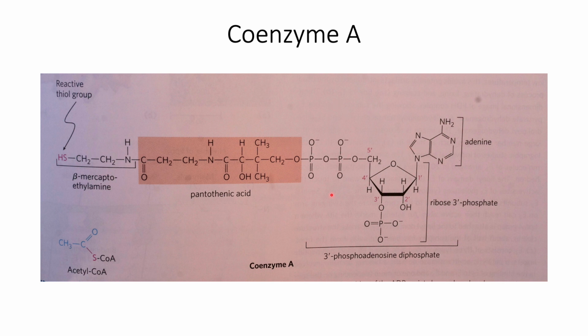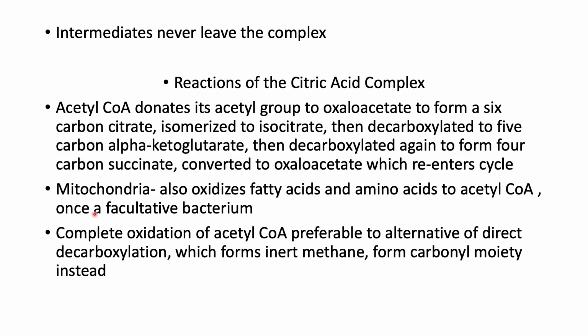This is what coenzyme A looks like. It has a beta-mercaptoethylamine moiety, pantothenic acid here, and then the ADP molecule at this point. And this is acetyl-CoA, which attaches to this. So the reactive thiol group is here, and this is where it attaches here. So this is the moiety that is attached to what had been pyruvate. The intermediates never leave the complex.